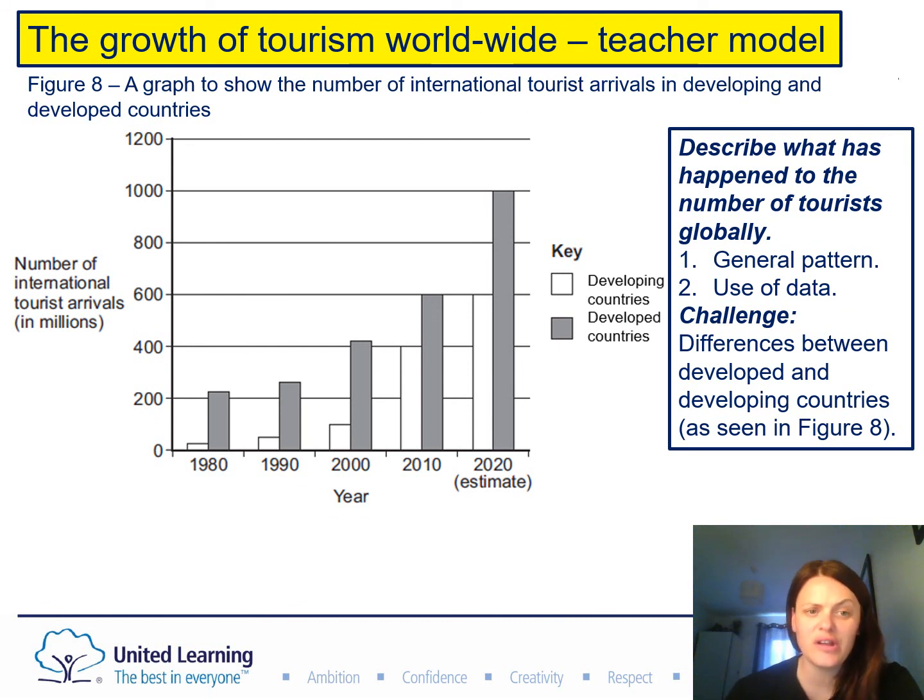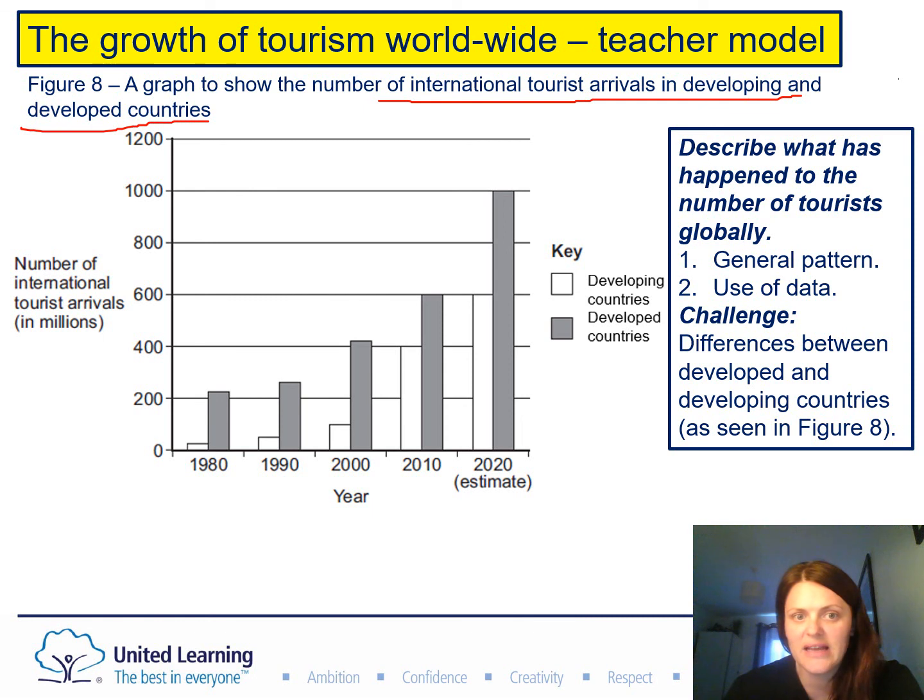Okay, so what I want you to do is try and test our graphical skills. So that's us seeing if we can read information from graphs. So in front of you, you can see figure 8, and it's a graph to show the number of international tourists arriving in developing and developed countries. So this means, where are people going on holiday the most, basically? Where are you travelling to? So are they going to developing countries, so poorer countries, or developed countries, the richer countries?